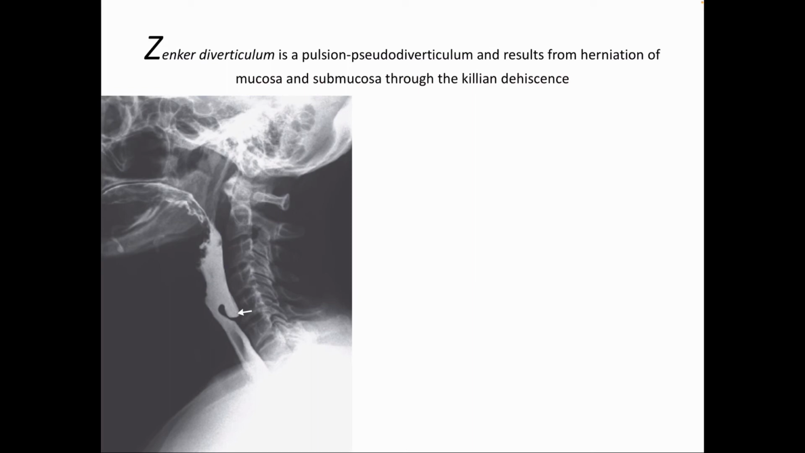So this is the barium swallow. In this barium swallow you can see that this part is the esophagus, with the anterior line and the posterior line, and this particular part is protruding and the protruded part is causing constriction in the esophagus. So this is Zenker's diverticulum, which is a pseudo diverticulum.